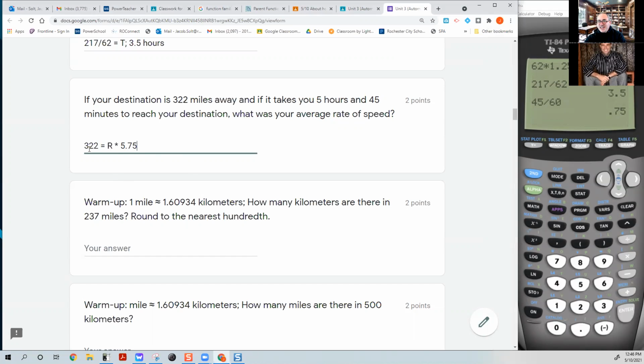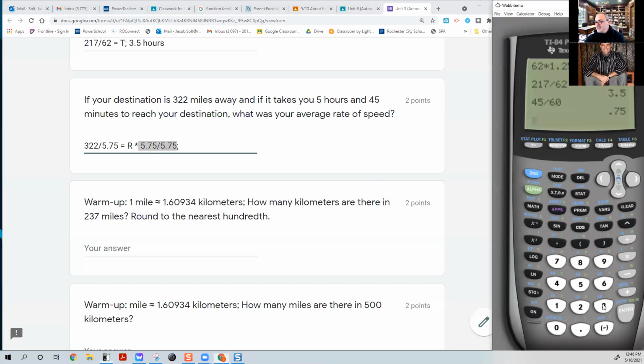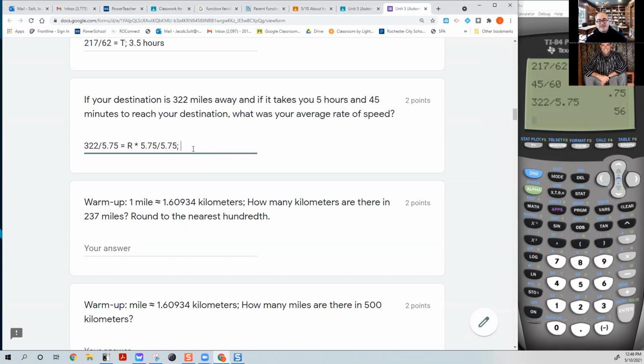Dividing each side by 5.75 will give me R, right? If I divide by 5.75 over here and divide by 5.75 over here, 5.75 divided by 5.75 just turns into 1, which means all I need to do now is 322 divided by 5.75. R is 56, so 56 miles over hours, or you can do 56 MPH, miles per hour.